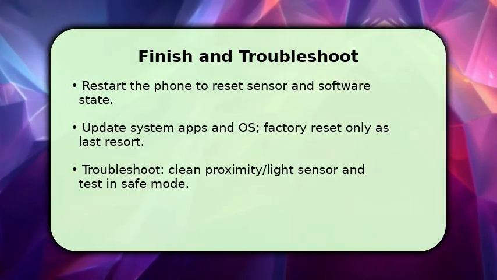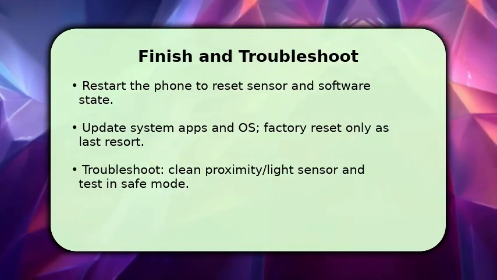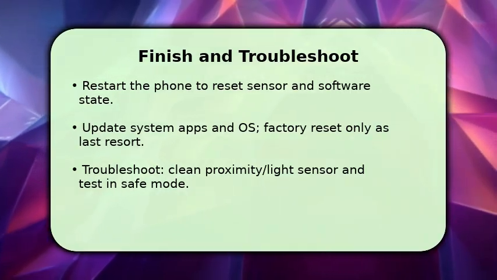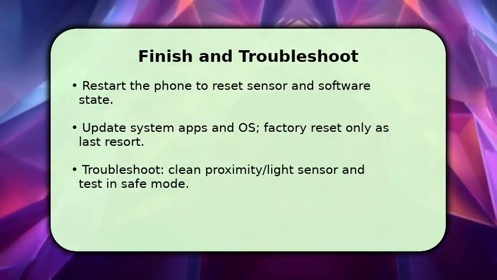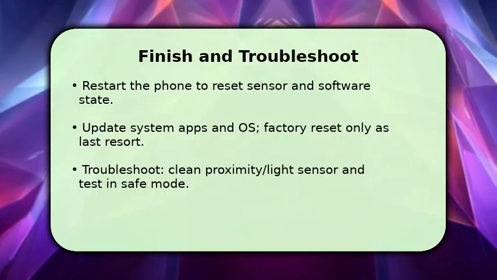If brightness still acts wrong, clean the front sensor area with a soft cloth and boot into safe mode to check for third-party app interference. If safe mode fixes it, uninstall recent apps until the issue disappears.